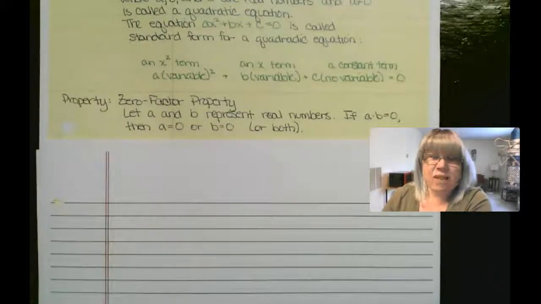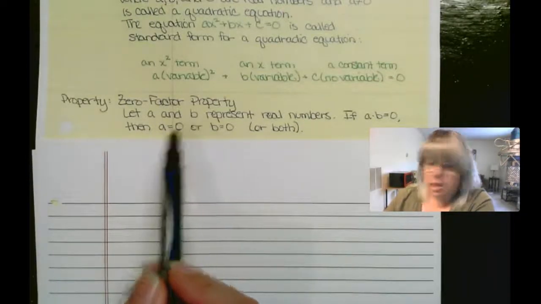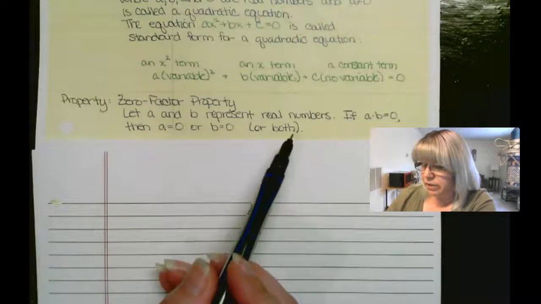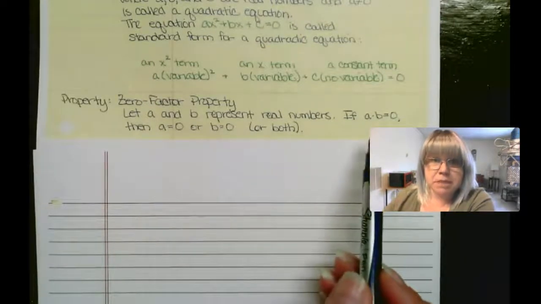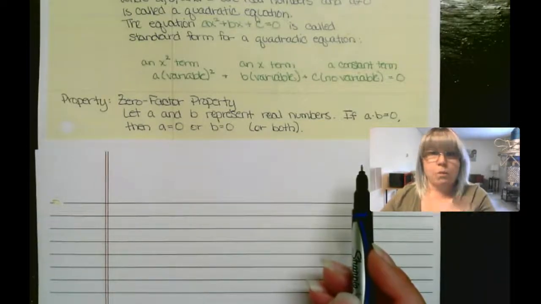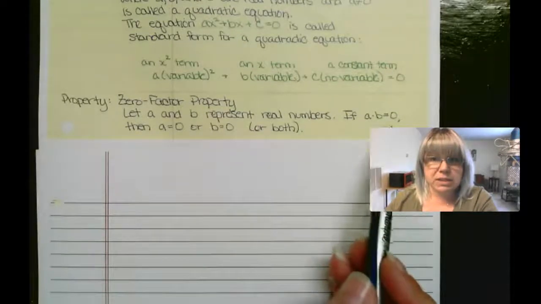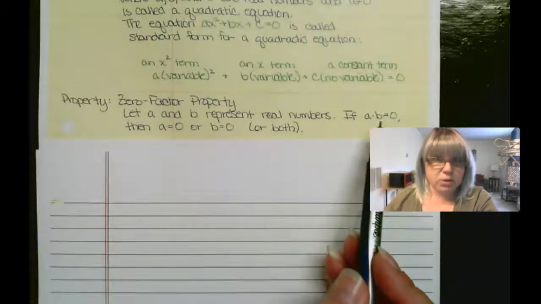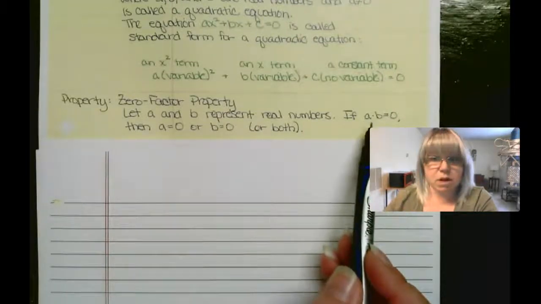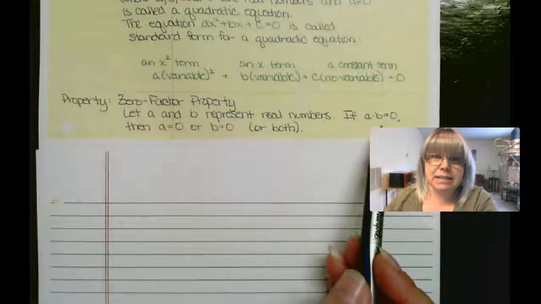Now, how does this help us solve a quadratic equation when we've gone through all the trouble of learning the factoring? Well, it's because we have the zero factor property. We're just going to say a and b represent any real numbers. If a times b equals 0, then either a is 0, or b is 0, or both of them are 0. Here's why. If a is 0, then you have 0 times any number. Well, that's still 0. If b is 0, then any number times 0 is 0. And of course, if both of them are 0, 0 times 0 is still 0.